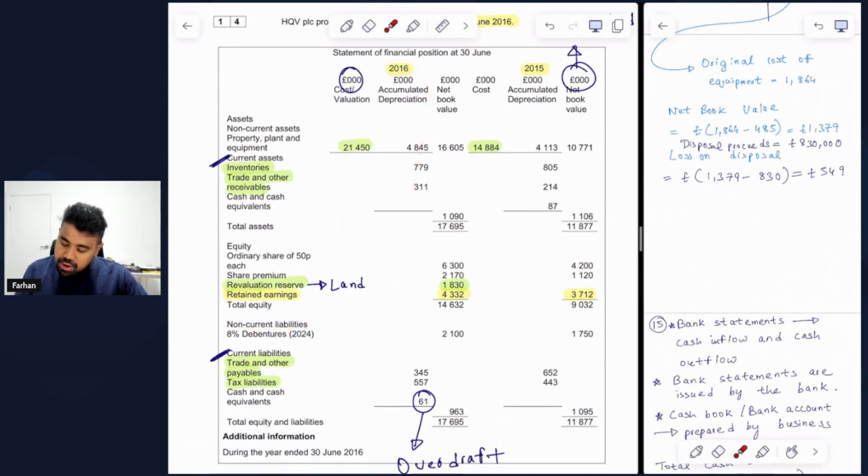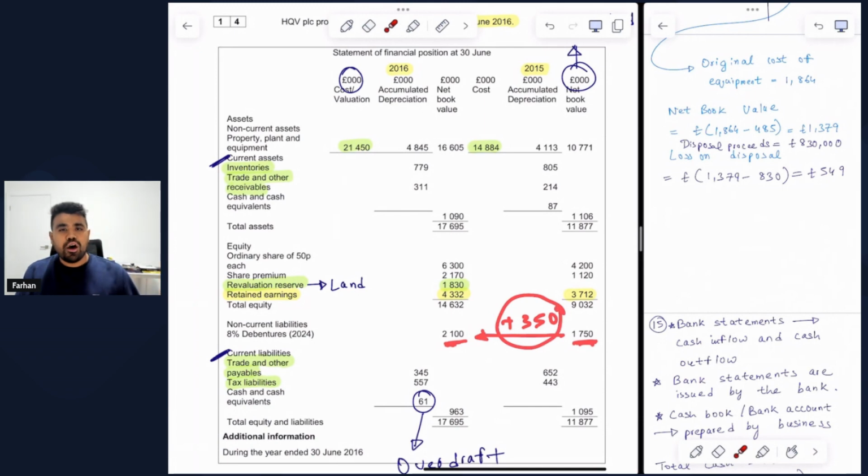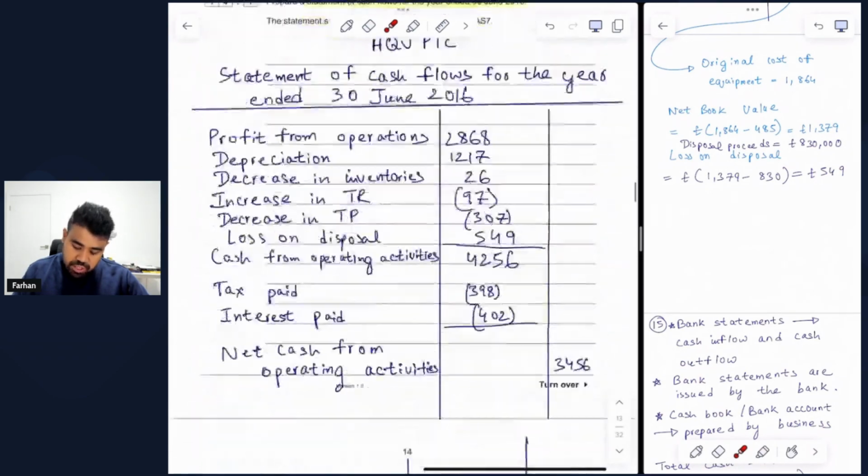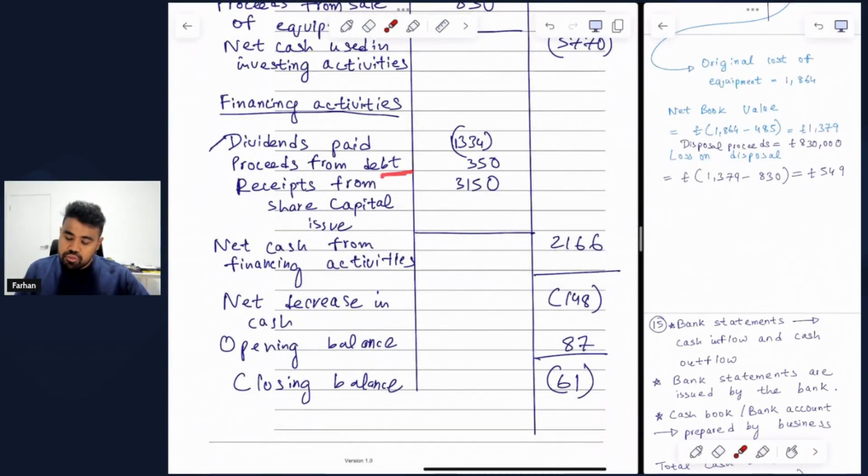However, you will see that at the end of 2015, the balance for this debt, which is the debentures, was £1,750, but at the end of 2016 it is £2,100, which means during these 2 financial years, debt has gone up, and the amount that it has gone up by is £350. Now, if debt has gone up, this refers to more cash coming into the business, which the business can use for investment purposes or utilizing in its operations. That doesn't matter, but it's cash coming into the business essentially, which refers to cash inflow and is therefore added under the financing section as proceeds from debt of 350.